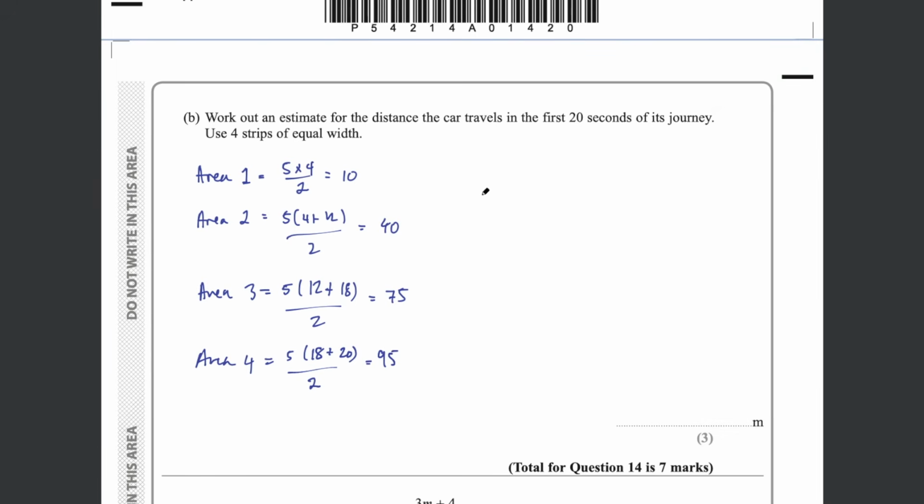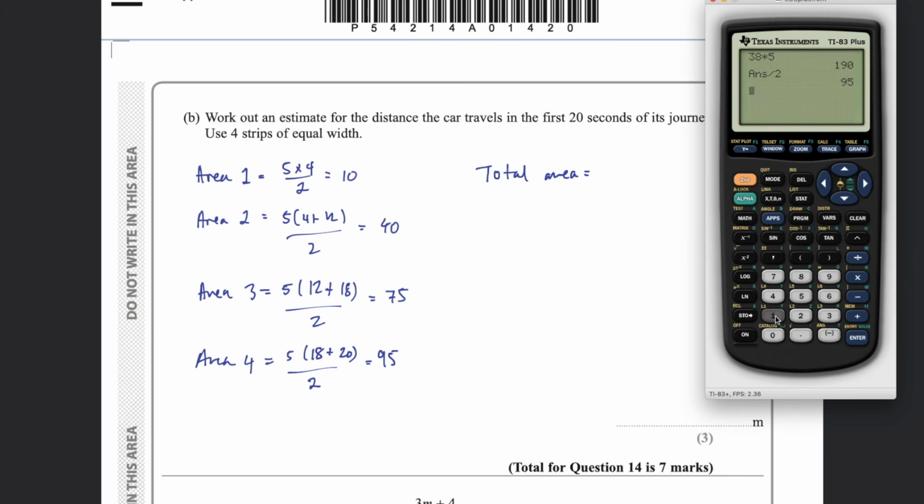So I found all of those areas. All I need to do now is to add them up. So the total area is all of these added up. Again, just go to my calculator. Why not use it if we can?